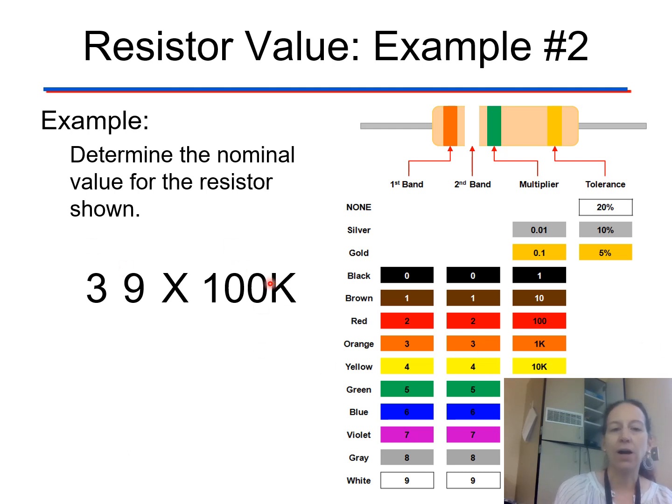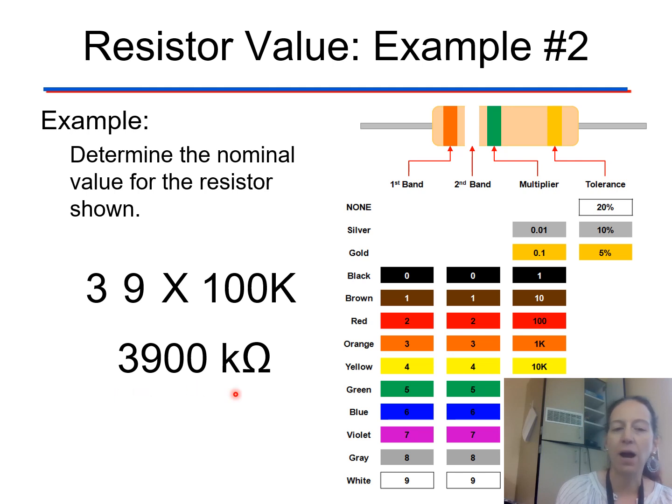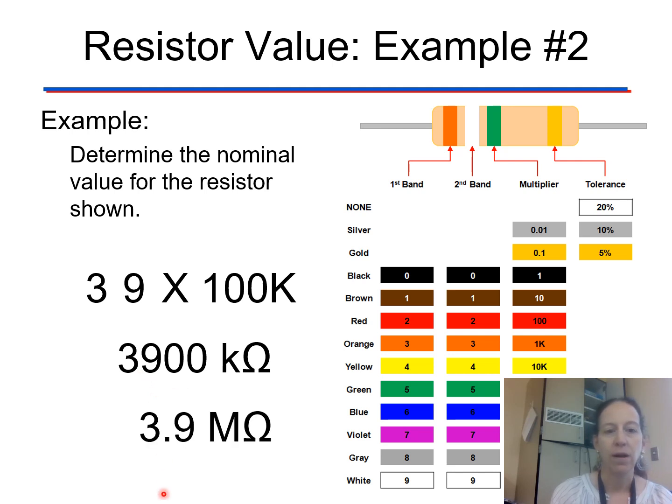So that's times 100K. And then using your SI prefixes, you can move that around a little bit. That ends up being 3,900 kilo ohms. So pretty much what they're doing there is multiplying by 100. So 39 times 100, and that gives you the kilo ohms that way. So this is 3,900 kilo ohms, also known as 3.9 megs.